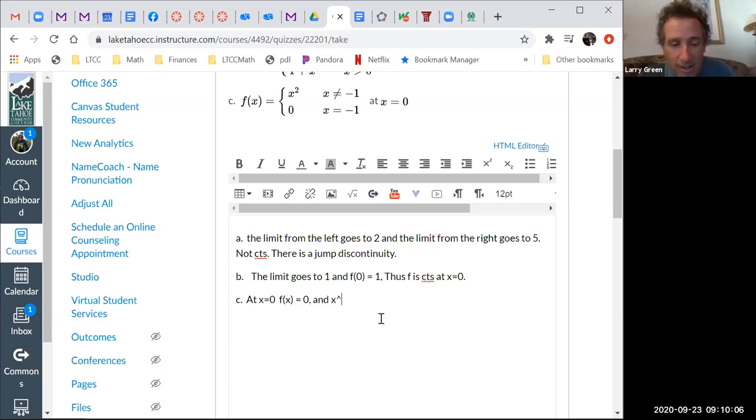And x squared has a limit 0 from both sides at 0. So f is continuous at 0. Any questions on that? At x equals -1, it's not continuous, but that's not what this says. So I wanted to emphasize that for piecewise functions, usually there's no problem as long as you're off that break.